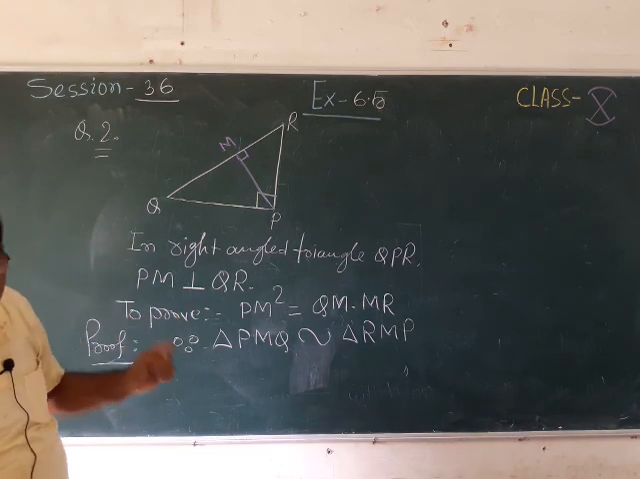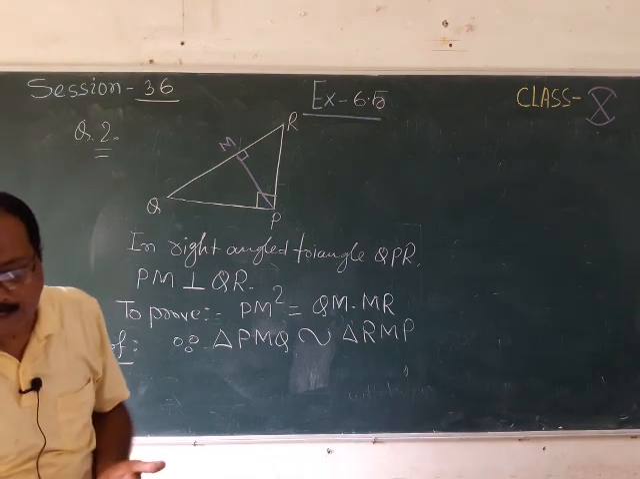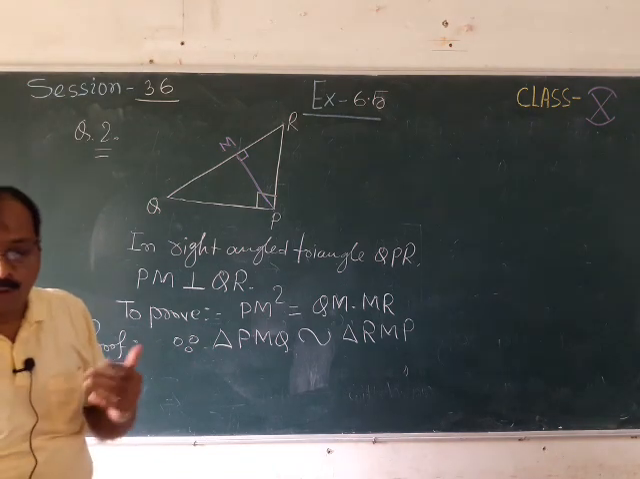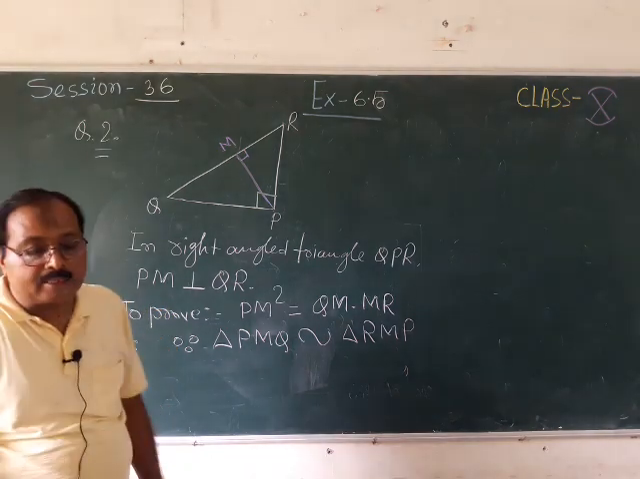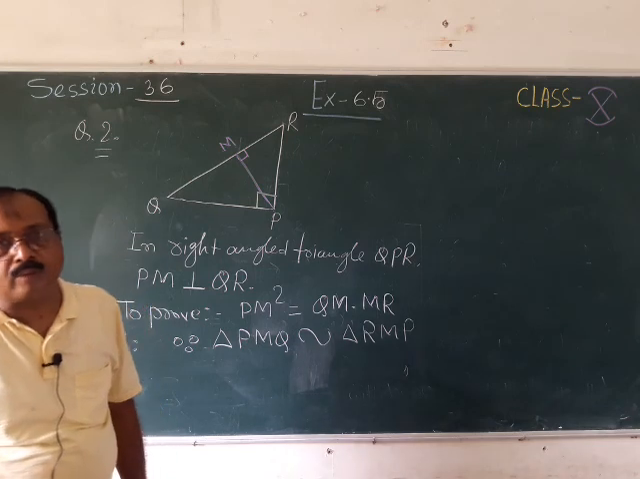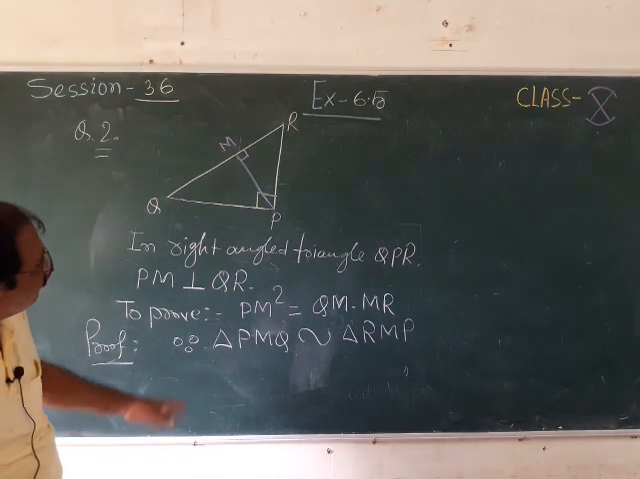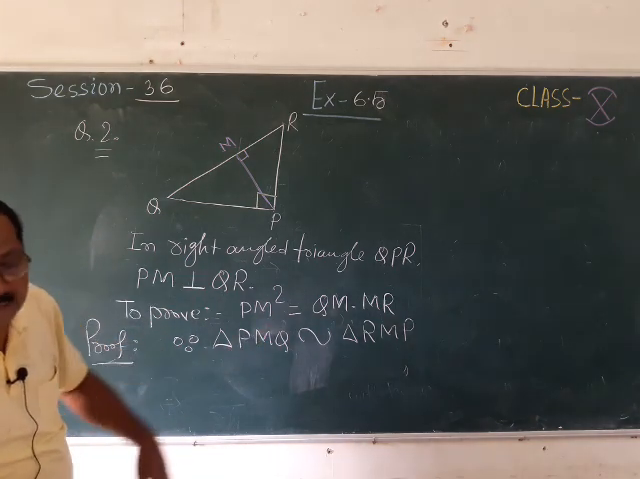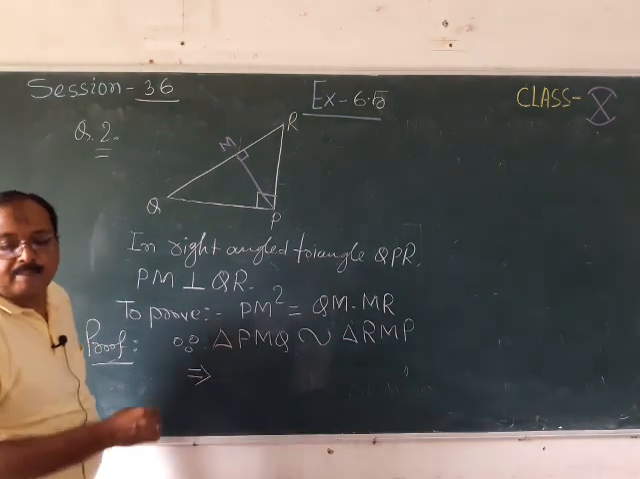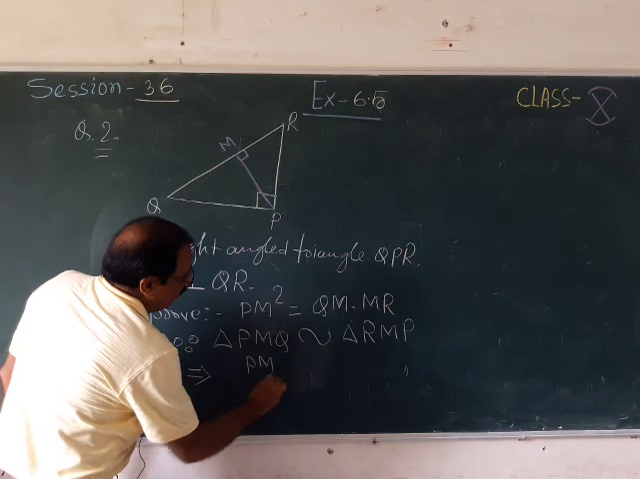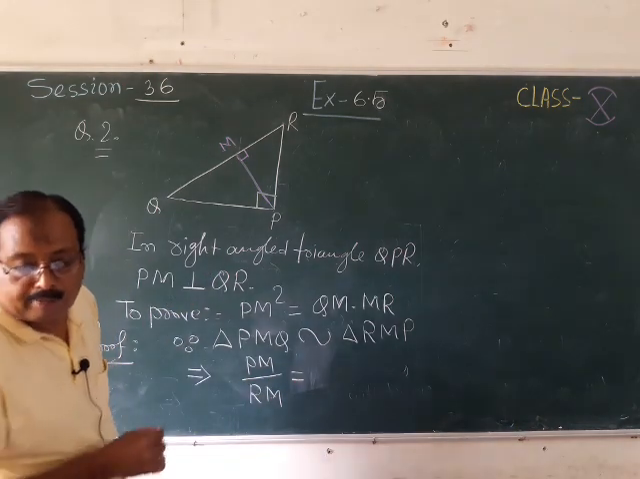The reason you need to write: if a perpendicular is drawn from the vertex of the right angle to the hypotenuse, then the triangles on both sides of the perpendicular are similar to each other and to the whole triangle. That means you can give the reference of your theorem number 6.7 that we have just discussed. So both these triangles are similar. That means their corresponding sides are proportional, and here PM upon RM is equal to MQ upon MP.